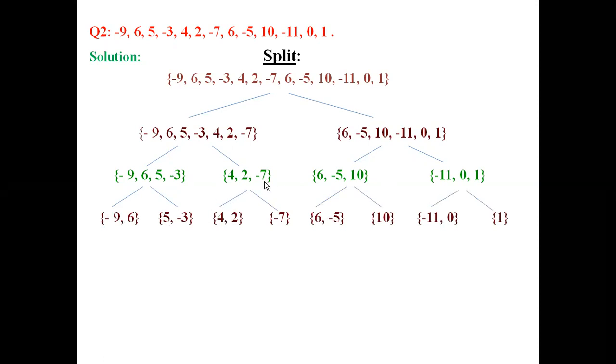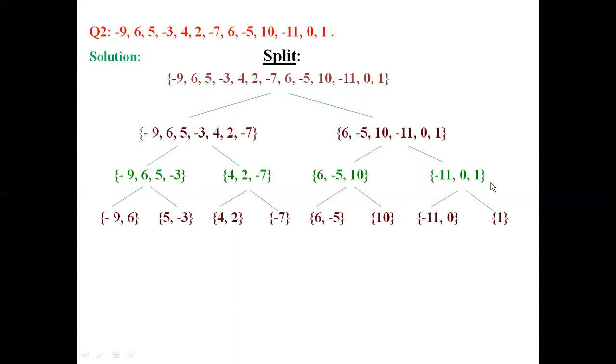Then we have an odd number of elements. Take maximum to the left and minimum to the right. So 6, minus 5, 10. Again, there are odd number of elements. So take maximum, that is 6, minus 5 to the left and 10 only to the right. While splitting, we do not arrange them in order. We just take the elements as they are, in the same order as the given set has.